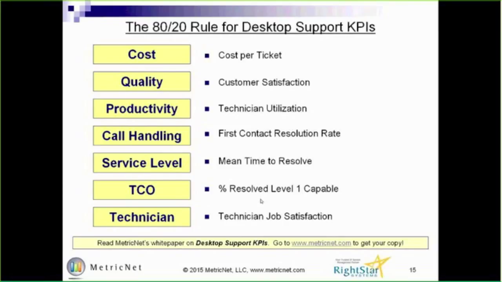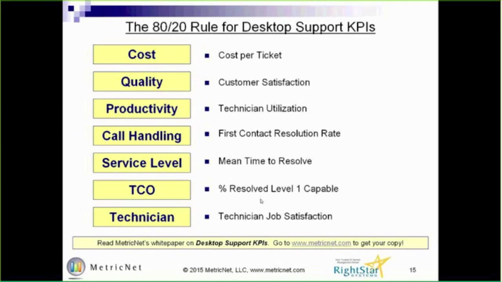So let's just say for the sake of argument that desktop support handles 1,000 tickets a month. If we had some way of knowing how many of those could have been resolved at level 1, let's say that it was 200 of them, then your percent resolved level 1 capable is 20%. 200 tickets divided by 1,000 total, 20%. 200 of those tickets out of 1,000 could have and should have been resolved at level 1.